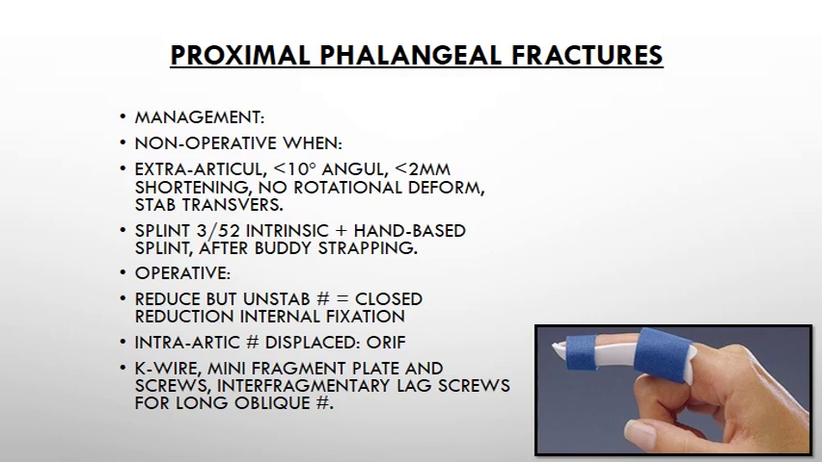Operative management is normally used for an unstable fracture. So if it is reduced, but the stability cannot be maintained, then closed reduction internal fixation will be used with a K-wire. If it's intra-articular with displacement, then an ORIF is indicated, and if it is severely displaced, an ORIF is indicated. The surgical techniques and equipment that may be used are K-wires, mini fragment plate and screws, and interfragmentary lag screws for long oblique fractures.